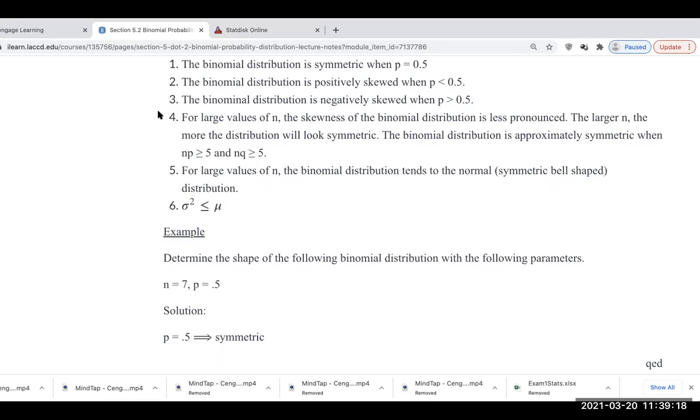The larger n becomes, the less pronounced the skewness of this binomial distribution. So for large n, the binomial distribution will look somewhat symmetric. If both NP and NQ are greater than or equal to 5, then the binomial distribution is approximately symmetric. As n keeps getting larger and larger, the binomial distribution tends to look like a symmetric bell-shaped distribution, what we'll call a normal distribution.